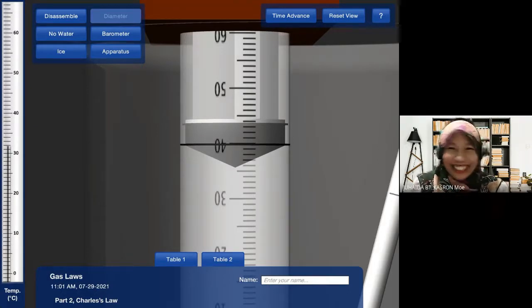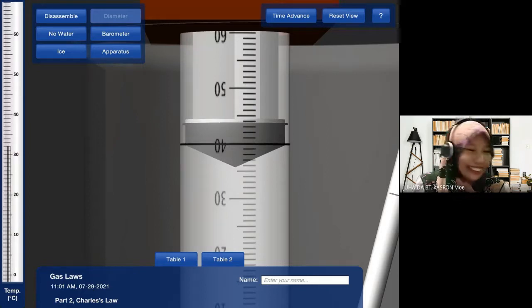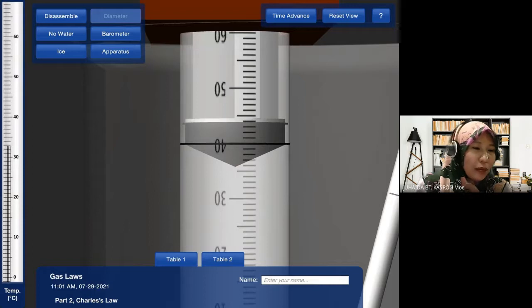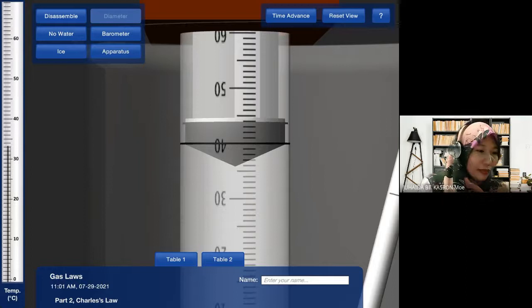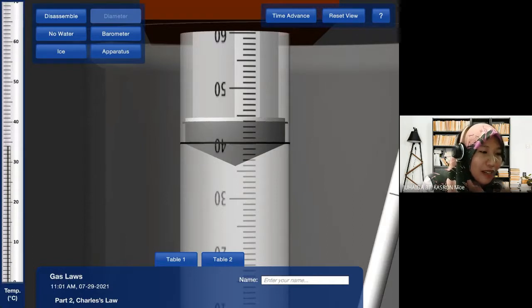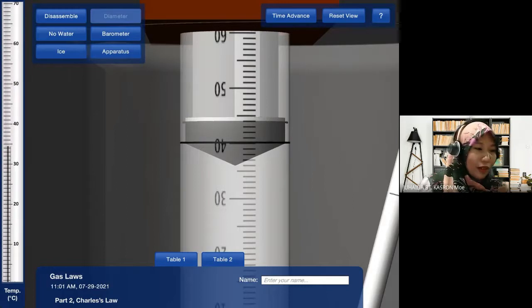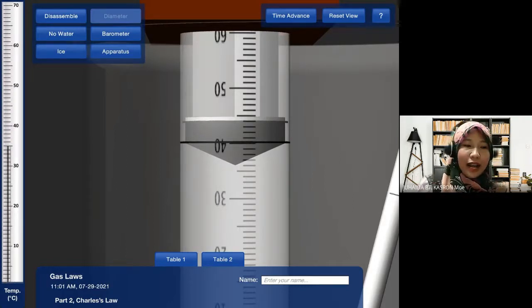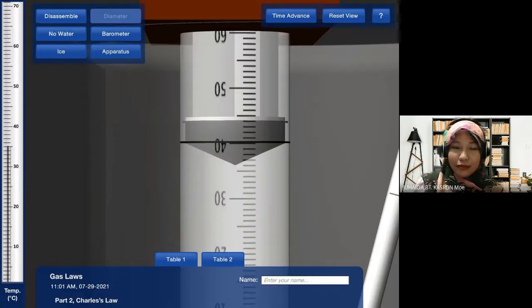Okay, 35 degrees Celsius, everyone. Look carefully at the syringe. Look carefully at the volume of the syringe. It is in centimeter cube, yeah? So the temperature is in degrees Celsius. Okay, we are heading to 35 degrees Celsius right now. Okay, come on. Yes, now 35 degrees Celsius. Write it down.